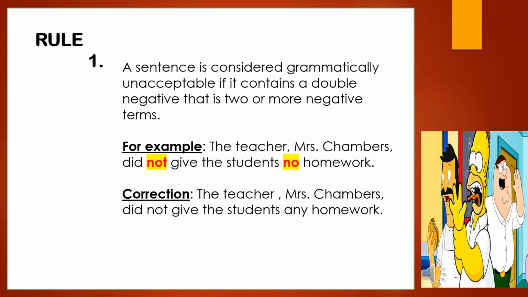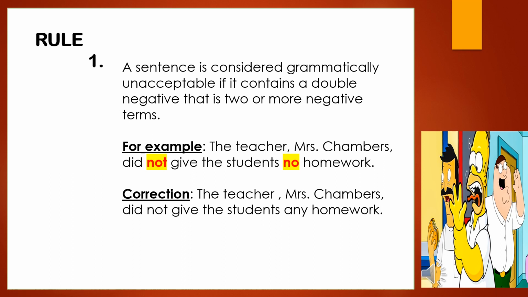A sentence is considered grammatically unacceptable if it contains a double negative, that is, two negative terms. For example, the teacher, Mrs. Chambers, did not give the students no homework. The words not and no are negative terms, hence the sentence is unacceptable. The correction to this sentence would read, the teacher, Mrs. Chambers, did not give the students any homework.